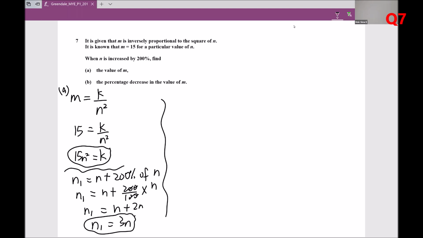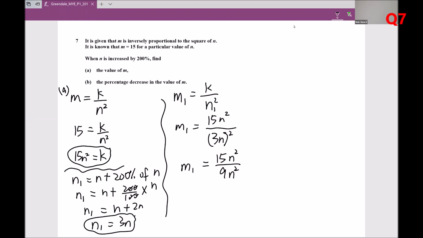Now we have to find the new value of m, which we shall call as m1, which is k over n squared. We know that your k is 15 n squared, and your new n is actually 3n. So your m1 would be 15n squared over 9n squared. You cancel out the n squared, and your m1 would be 5 over 3.